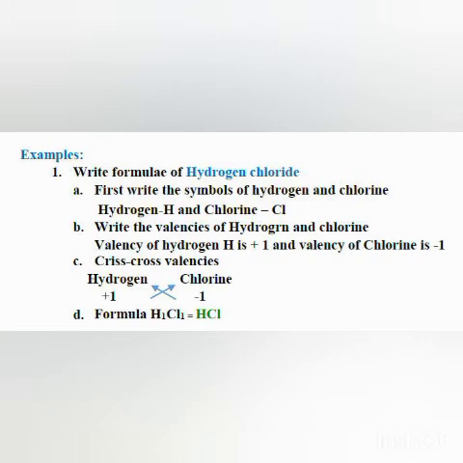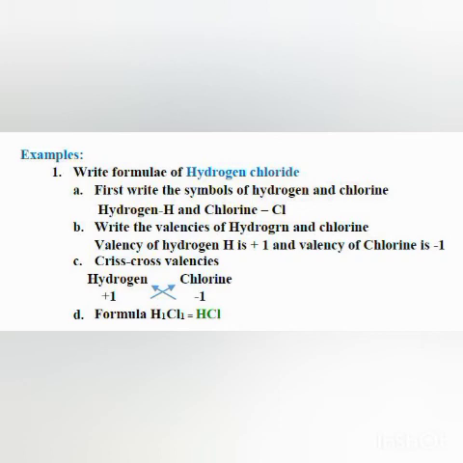So first we write the symbols of the elements, then we write the valencies of the elements. Then third, we crisscross the valencies. For example, you will write hydrogen here and chlorine here. The valency of hydrogen is +1, which you will write below hydrogen, and the valency of chlorine is -1, which you will write below chlorine. Then we crisscross the valencies. Crisscross means the valency of chlorine will be given against hydrogen and the valency of hydrogen will be given against chlorine.